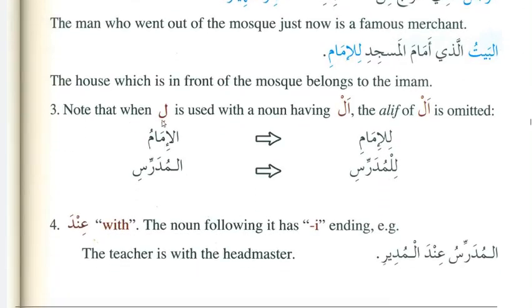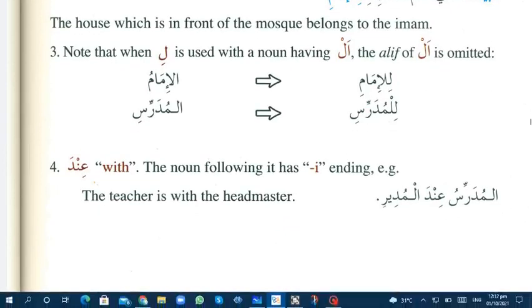Then here you will learn about the harf jar li. He is telling you that when you add the harf jar li to a noun, to an ism starting with al, then you need to delete the alif of al. You see al imamu has alif, but after the addition of harf jar li, we are deleting the alif. Same thing here, al mudarrisu has alif, so after the addition of harf jar li, the alif is deleted.